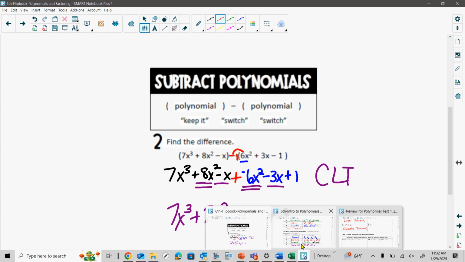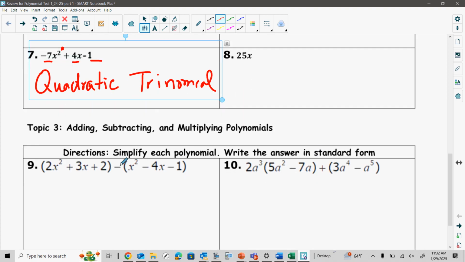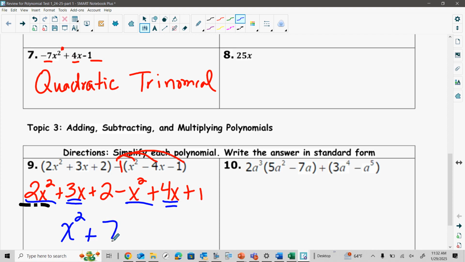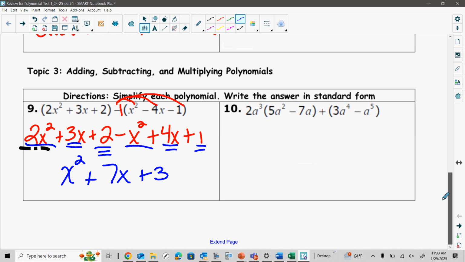So on number 1 here, this is a good example. Here's that negative. We need to keep, switch. So keep everything here: 2x squared plus 3x plus 2. Switch: negative x squared, positive 4x plus 1. And then we're combining like terms, starting with the highest. So we put our x squares together. That leaves me with just an x squared. Then our x's, that's 7x. And then our constants, plus 3. Okay. Most of you have got this down pat, so just remember to distribute and then combine your like terms.